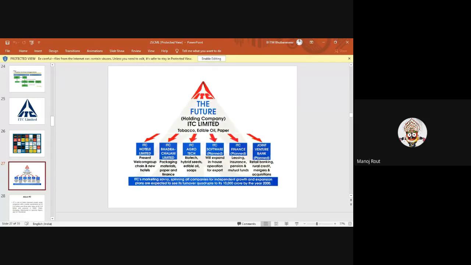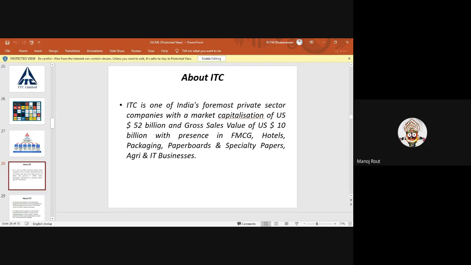So you know, in the case of ITC Hotels, then ITC Bhadrachalam Limited, and ITC Agro, ITC Software, ITC Finance, and joint venture banks are there. I will share that particular slide. Just quickly going through: ITC is one of India's biggest, foremost private sector companies with a market capitalization of US$52 billion and gross sales of US$10 billion, with a presence in FMCG, hotels and packaging, paper boards, and special paper, as well as agri and IT business.